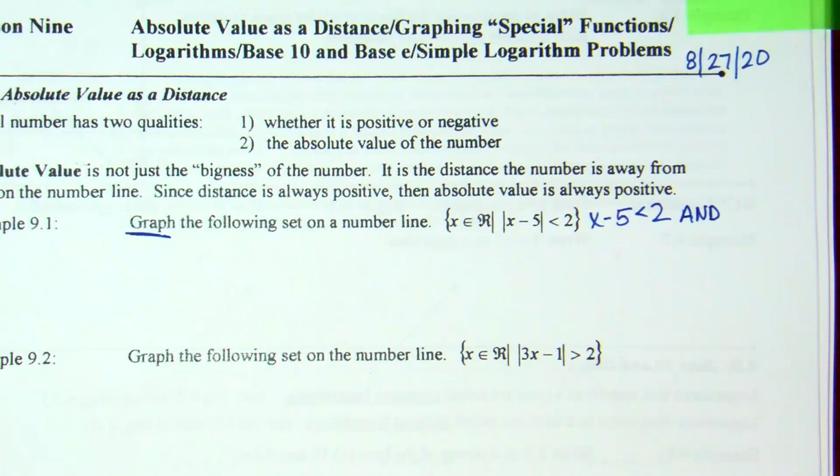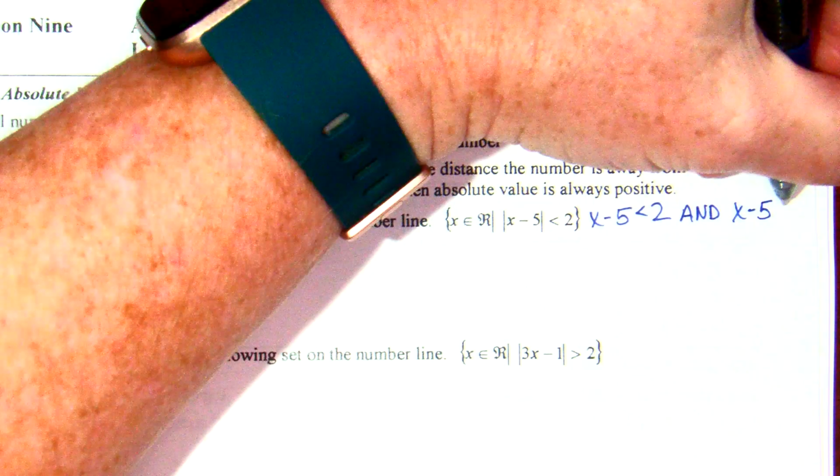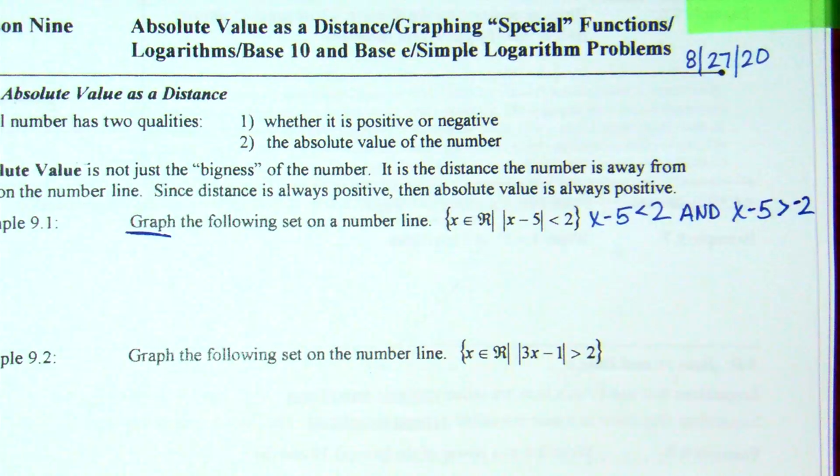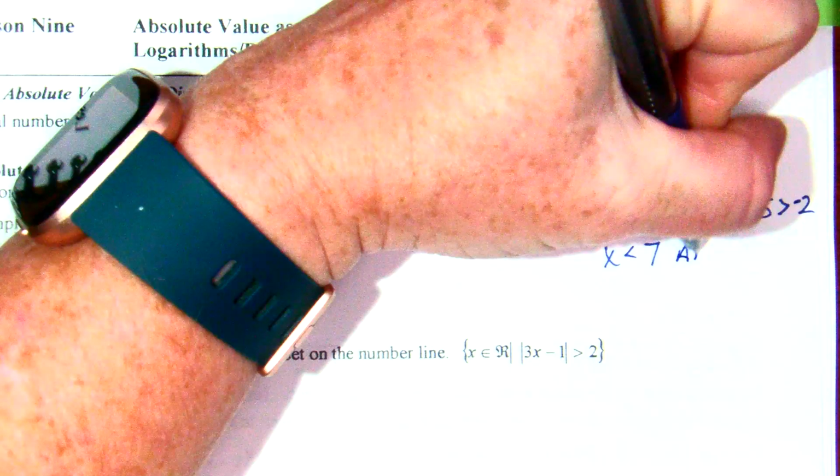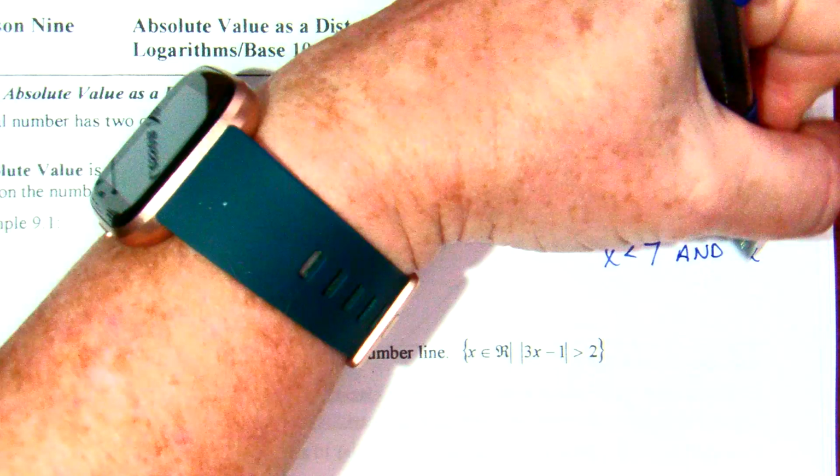So x minus 5 less than 2 and, no, still stays x minus 5, whatever's in the absolute value stays as is. Less than becomes greater than. Positive 2 becomes negative 2. Okay, so I guess it's a good thing we're reviewing how to solve this. You do the basic solving, right? X minus 5 less than 2. Add 5, it becomes x less than 7. And add 5 on the other one, it becomes x greater than 3.